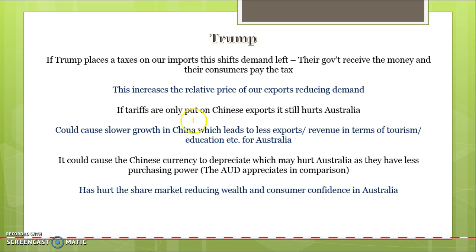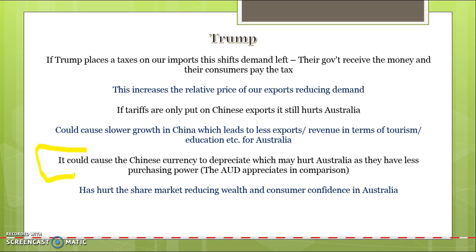The other key thing you could link it to is that if Trump did this, it could cause the Chinese currency to depreciate. And the issue with that is that then they'd have less purchasing power and buy less Australian goods and services. So you could make a link to the decrease in the currency of China and how that relates to hurting the Australian economy as well, if they're exporting less.